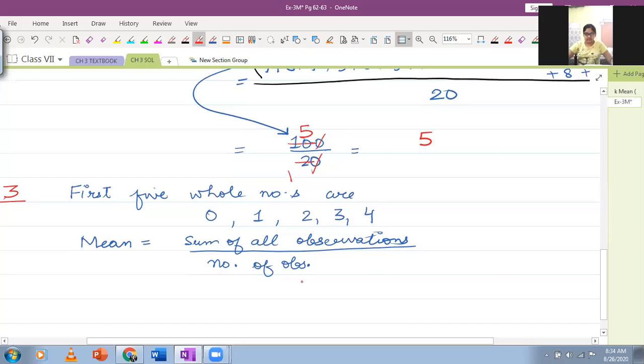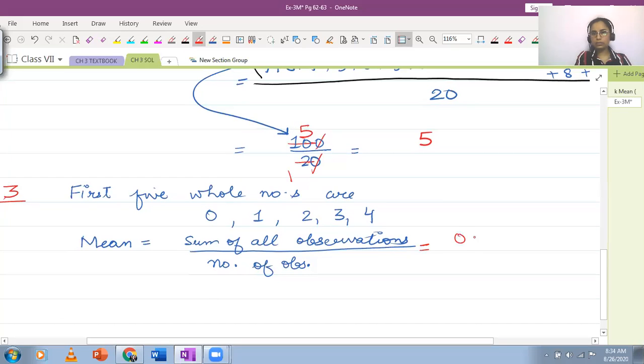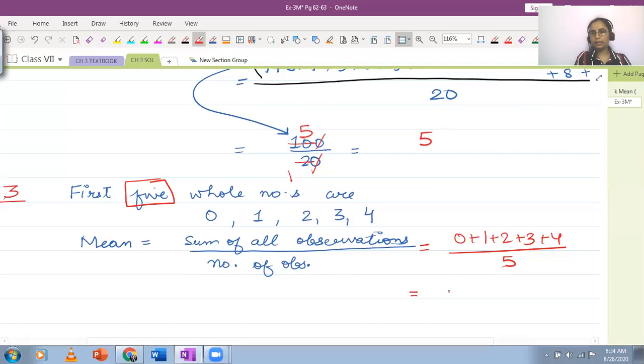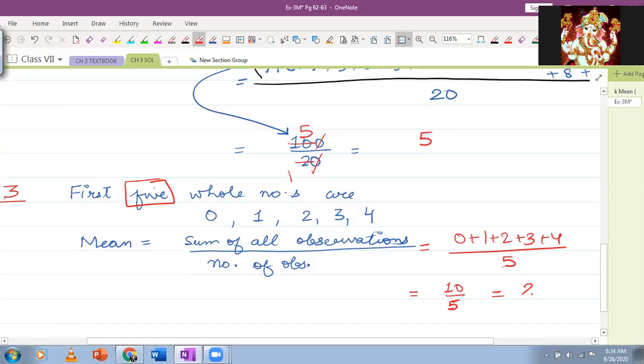So let's add all values here. We have 0, we have 1 and 2 and 3 and 4, and what will come in the denominator? 5. We have added 5 numbers. Now add and divide by 5. 10 divided by 5. So the answer is 2.